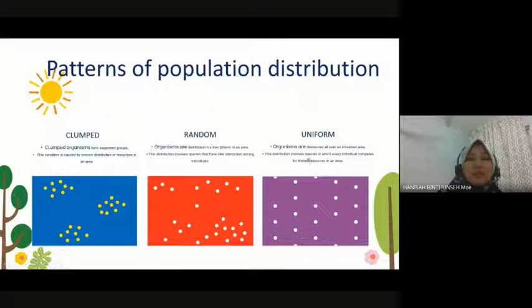Distribution involves species in which every individual competes for limited resources in an area. Okay, dia bersaing sesama sendiri. Sebab itu kenapa dia boleh ada nampak form dia. Okay, having said that, sometimes this is not just involving animals. This is also a pattern of plants. Okay, plants pun dia boleh ada bentuk population yang macam ni.